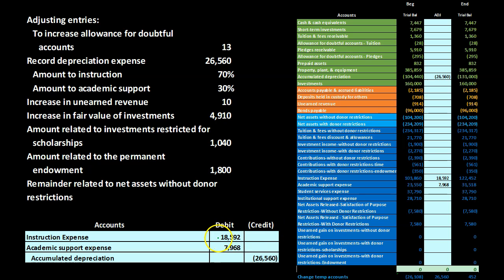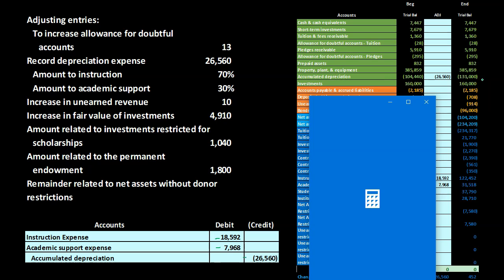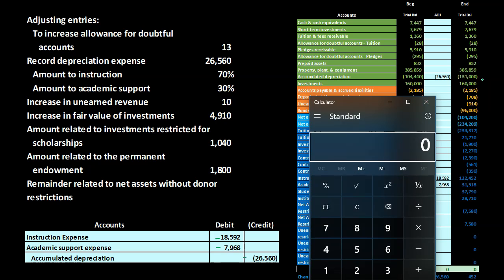Posting this out, we have the accounts, the instruction expense and the academic support expense down below. So here's the expense accounts. They will be increasing in the debit direction. Then we'll be crediting the accumulated depreciation. So accumulated depreciation starts at the 104,440, increasing in the credit direction to the 131,000. Then, of course, if we were to subtract out to get to the book value, 385,859 minus the 160,000 would be the book value of the 225,859.